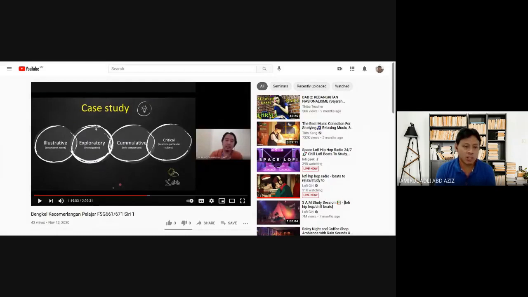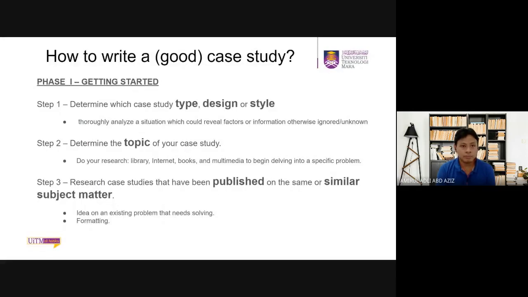And then there's exploratory, investigative, and then there's cumulative, and comparison. This is when you study different groups, you want to compare groups, you want to compare individuals. And then critical, examining a particular subject. These are some of the different types of case study that you can choose, and you have to choose that earlier on. So thoroughly analyze the situation, which could reveal factors or information otherwise ignored or unknown.